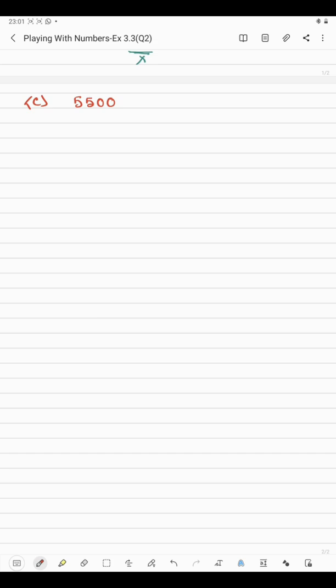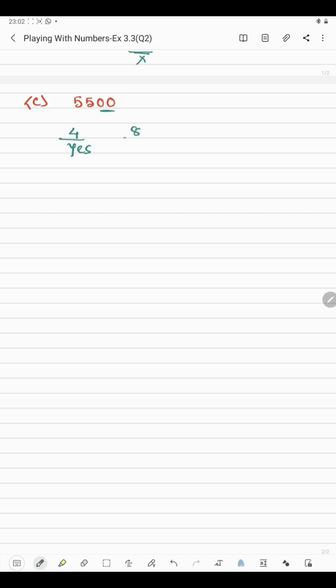Now in the next part we have 5500. So we will have to check the divisibility by 4 as well as 8, right? To check the divisibility by 4, we need to take the last two digits, and here the last two digits are 00. As you know, 4 multiplied by 0 is 0, so that means it is divisible by 4. So we'll write yes.